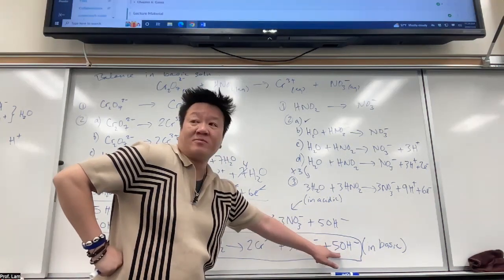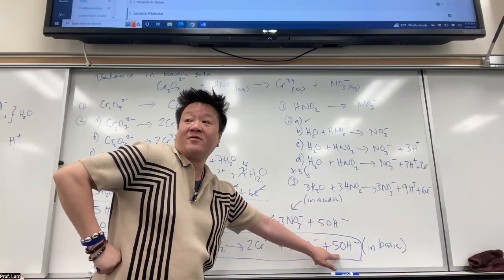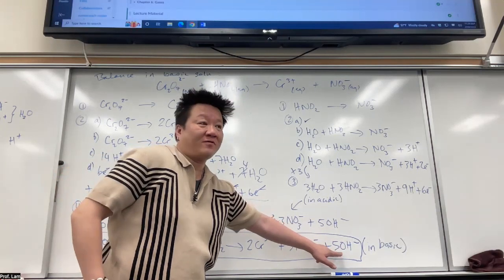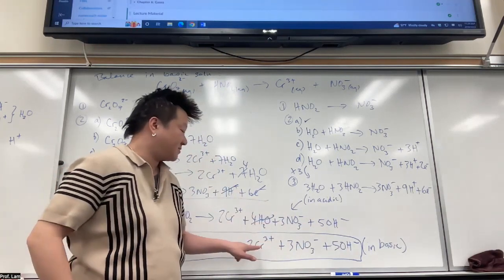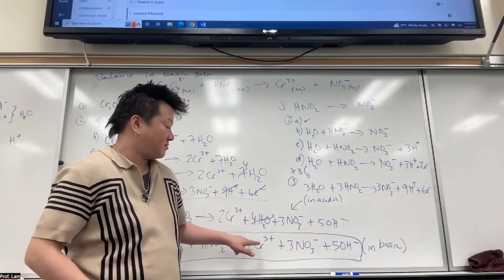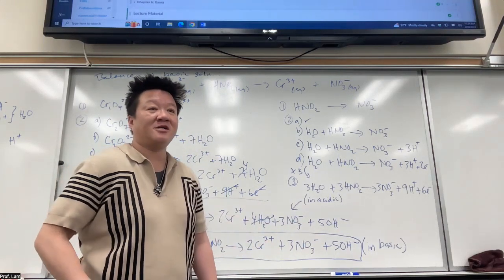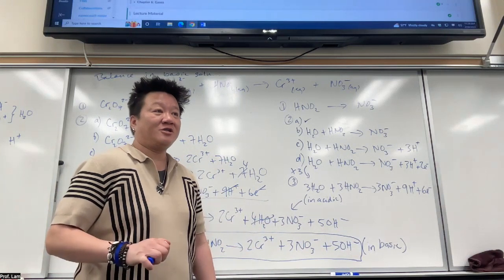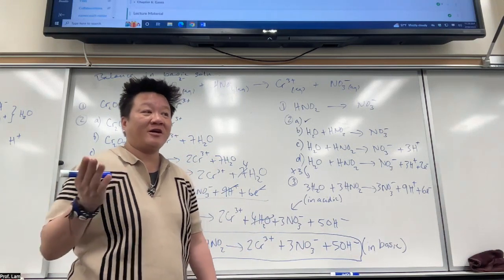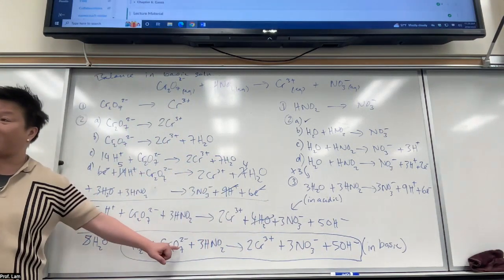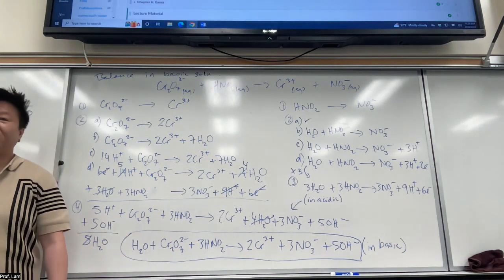Yeah, there's 5 of them. So what's the total minus? 5 minus. And you had what? 3 plus. So what? 2 negative. Which balances out with? Yes.